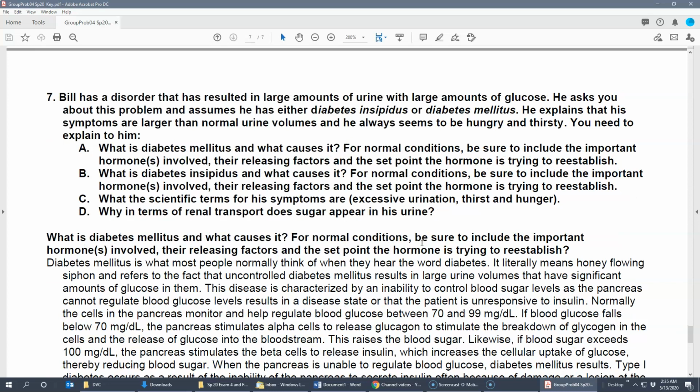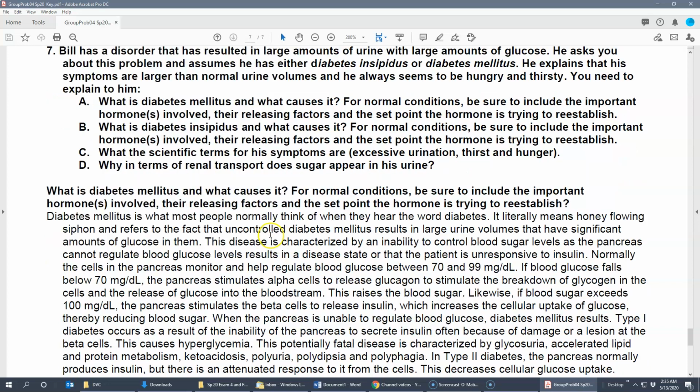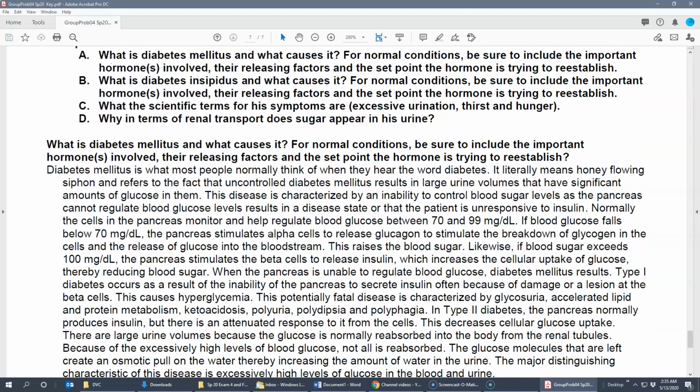We had a bonus number 7. This question asks about Bill. Bill has a disorder. He has large amounts of urine and glucose in his urine, and he asks you about the problem, and he wants to know about diabetes insipidus versus diabetes mellitus. He says he's always peeing a lot, he's always hungry and thirsty, and you need to set him straight. So first of all, the first question is, what's diabetes mellitus? What causes it? Things like that.